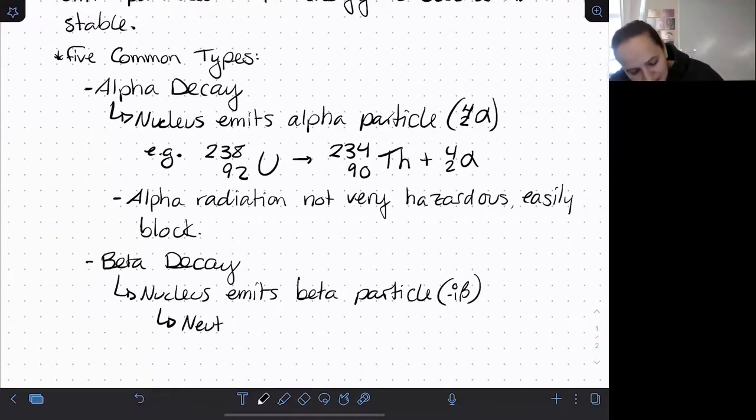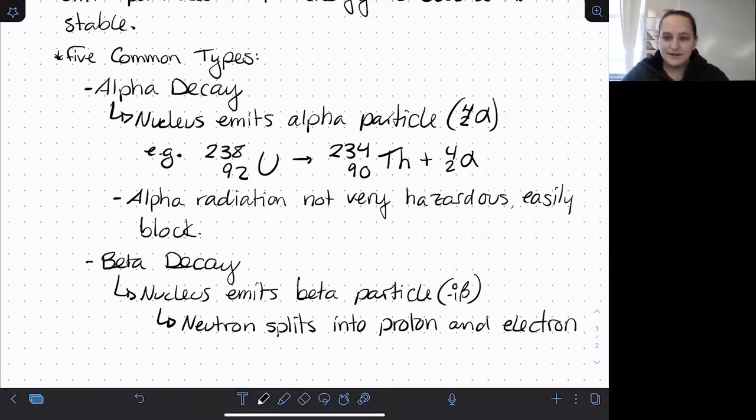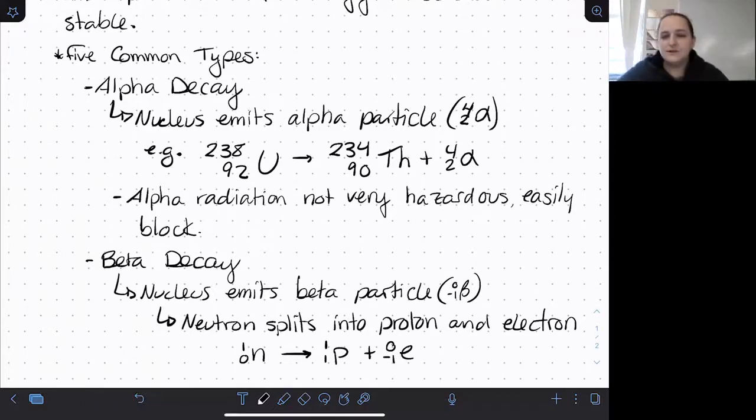is that a neutron is actually splitting into a proton and an electron. The proton stays in the nucleus because protons belong in the nucleus, and the electron gets spit out. So just in terms of that one particle, we're starting with a neutron to see how this actually does in fact work. It splits into a proton and an electron. Reminder, beta particle and electron are the same thing.